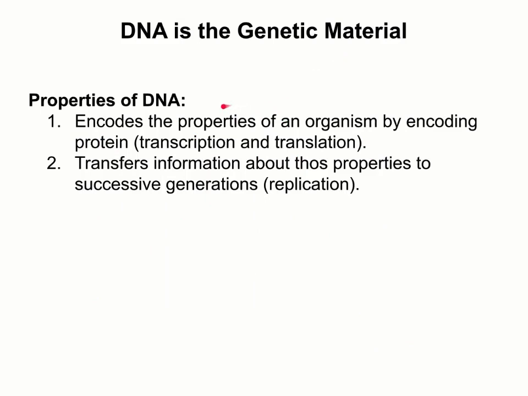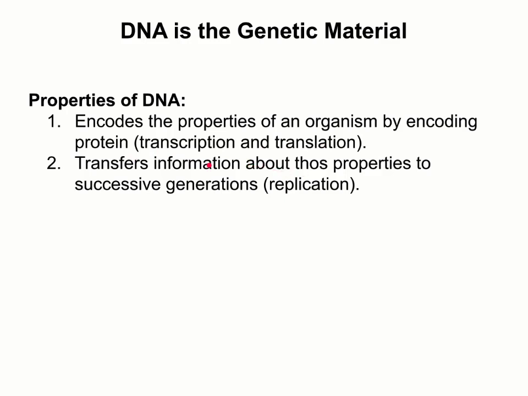So let's spell out exactly what we mean when we say that DNA is the genetic material. Genetic material has two properties. It encodes the properties of an organism. That is, a species is what it is, different from other species, because of its DNA. Specifically, the sequence of its genes. DNA encodes the properties of an organism by encoding protein, and it encodes proteins through the processes of transcription and translation. It also passes information on to subsequent generations.